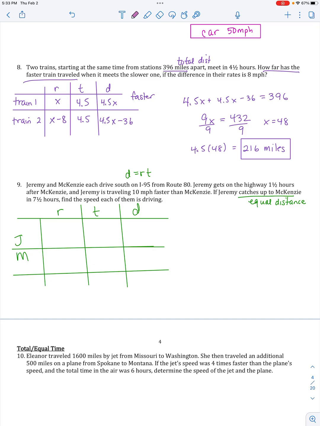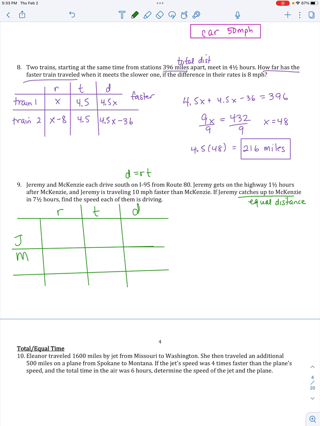All right, so I'm going to do one more of those with you, and then I'm going to do two about where you're solving for the time. Not solving for the time, but you have to set it up differently because they're either total time or equal time. Number 9 was not assigned to you, so I'm just going to do it with you now.